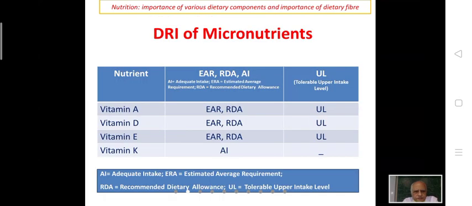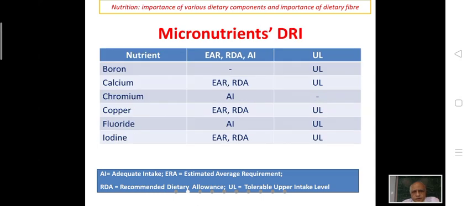These are the lipid soluble vitamins A, D, E, and K. They are also needed as per recommended dietary allowance value, and vitamin K as per the adequate intake value. And there is a dietary tolerable upper intake level described for these vitamins. Similarly, now the minerals: boron, calcium, chromium, copper, fluoride, iodine, they're all needed as per the RDA value.